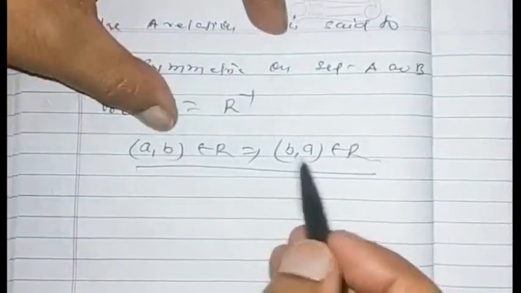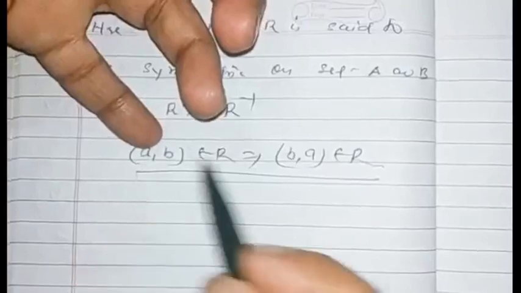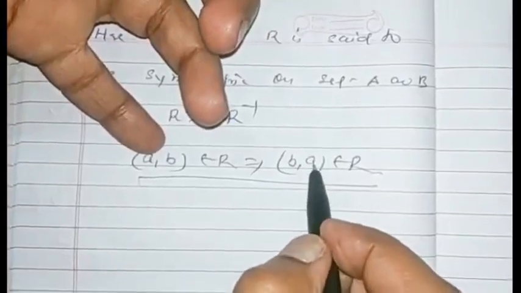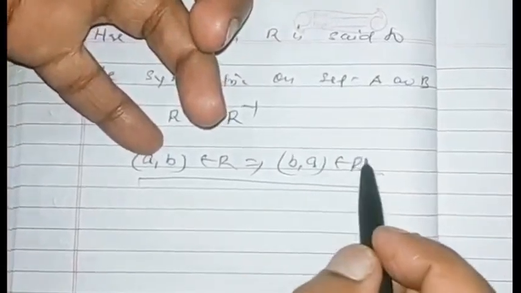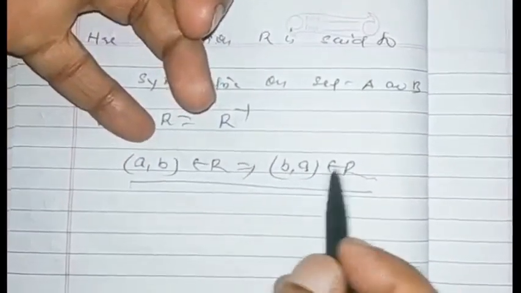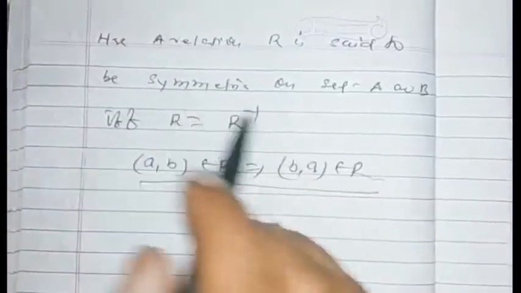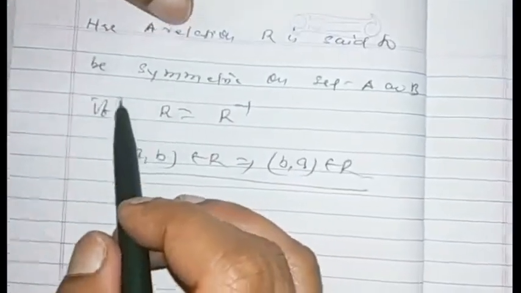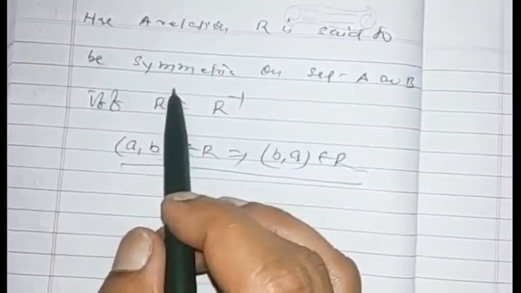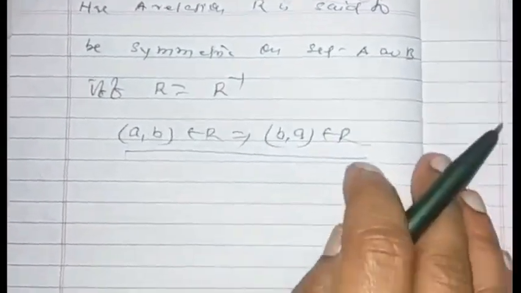Here the ordered pair should be changed. Domain is A, but in this case range will be A. So therefore this is the inverse relation, and this is the relation R, and this is the R inverse. So this is the condition. A relation is said to be symmetric on a given set if and only if R is equal to R inverse.